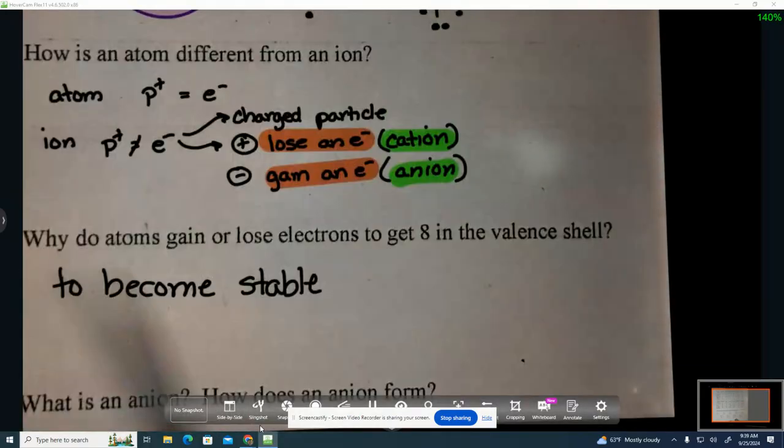Why do atoms want to gain or lose electrons to get 8 in the valence shell? Well, they want to because they want to become stable. They want to be happy with themselves. They want 8 electrons in that valence shell, or 2 if they are in the first period, which is hydrogen, helium, just those atoms that have 1 shell. Are we good, girls? Because I'm getting distracted. If they have 1 shell, they only need 2 electrons to be stable. Hydrogen, helium, lithium, and beryllium do that.